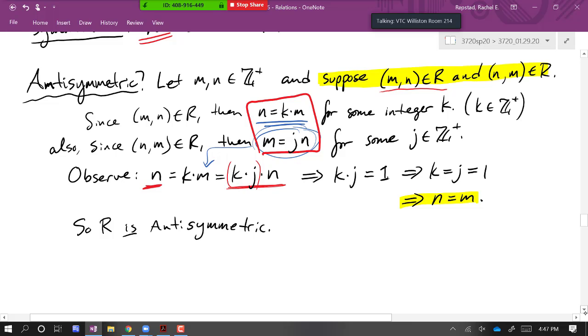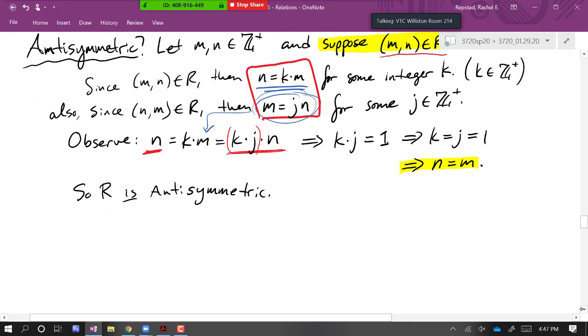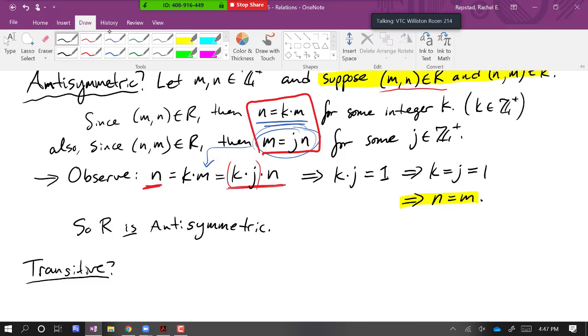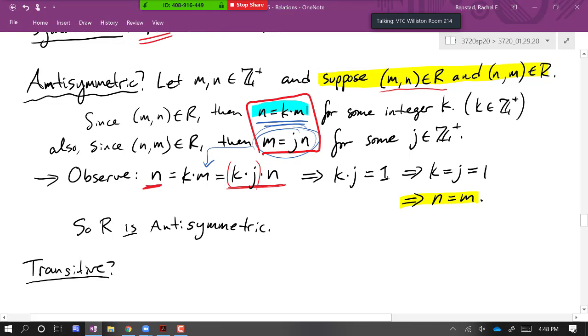The next property, I think it's the last one that we have here, is to check and see, is it transitive? Did we go over the observe line again before we get to this? Yeah. Oh, yeah. So the observe line. I started with the integer n, and I used this equation that we already knew, right? If m was related to n, we knew that n was a multiple of m, so n was k times m for some positive integer k. So I just wrote that here.